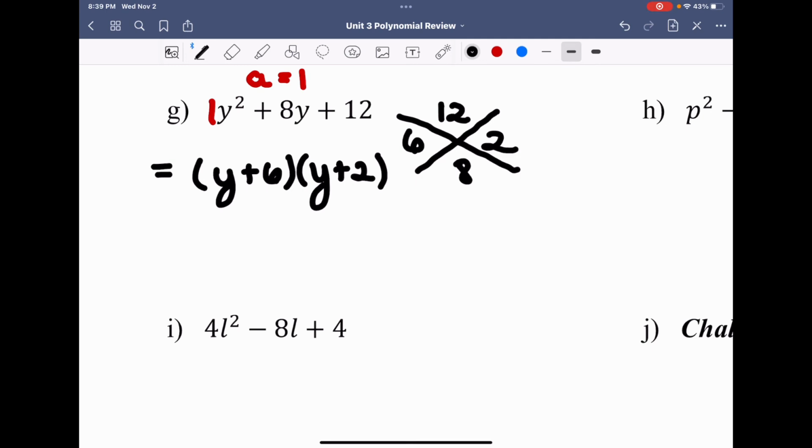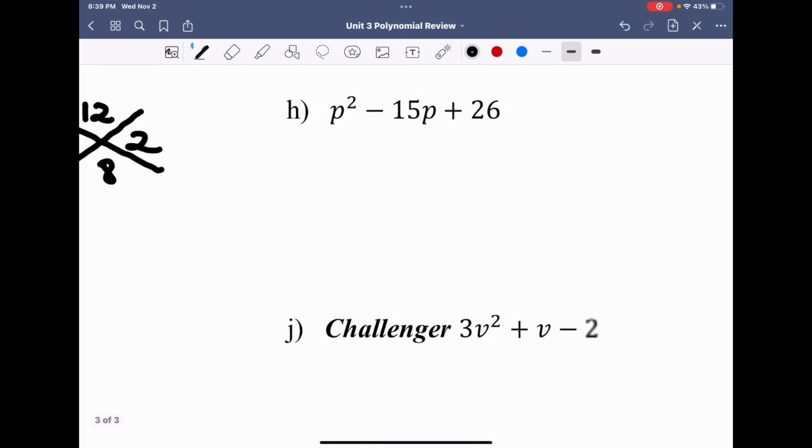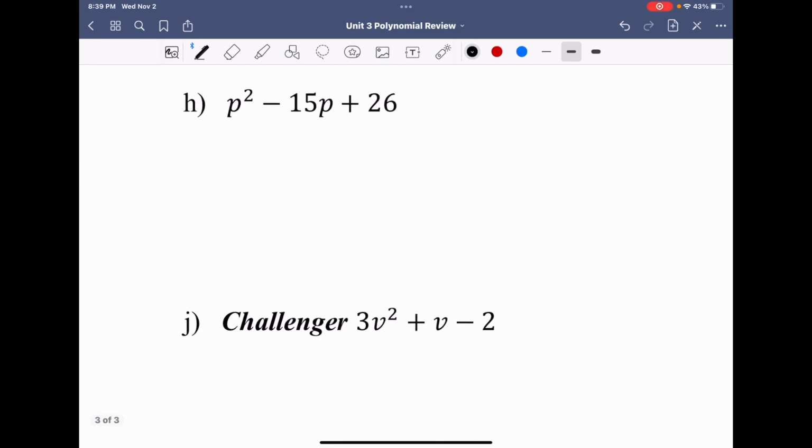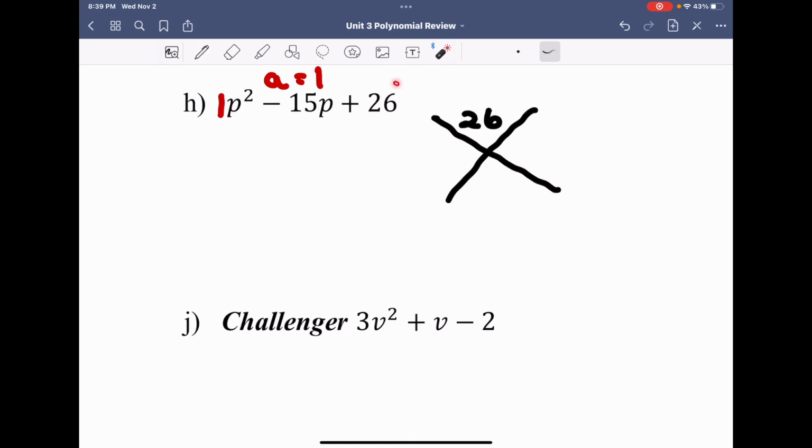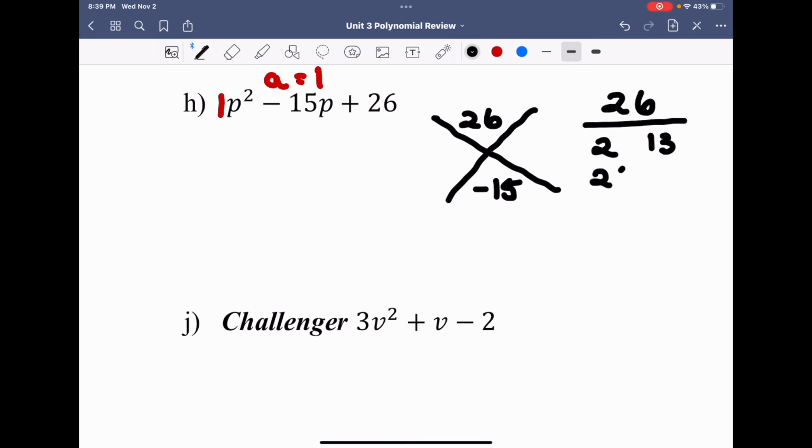We keep the signs of each of those numbers that make this true, and then we throw them into their factors. All right, let's look at h here. H is p squared minus 15p plus 26. We know the a value is equal to 1, and therefore we can do this by inspection. If I do this by inspection, what multiplies to make the outside number 26? And then what adds to make the middle number negative 15? So off to the side, you could do this here. What are some things that multiply to make 26? Well, we have 2 and 13. We have, in this case, 26 and maybe 1.